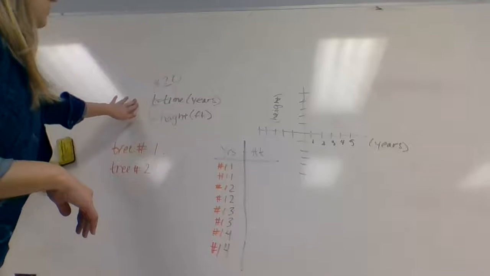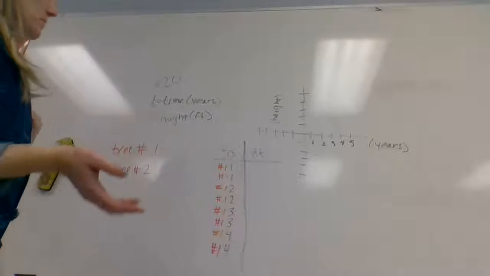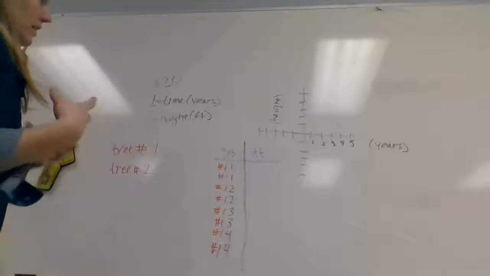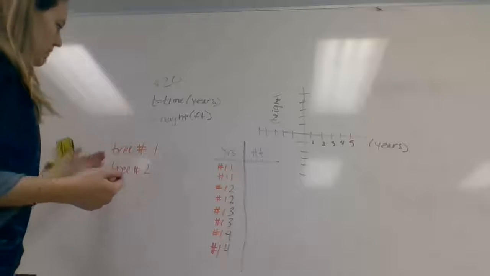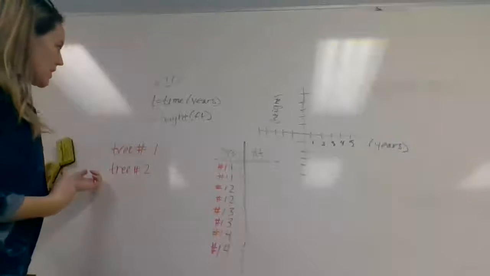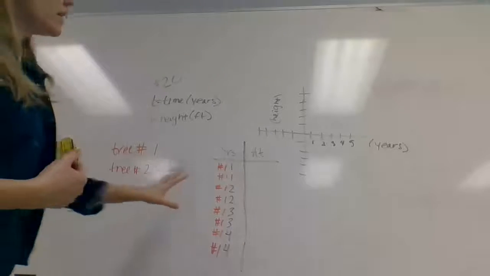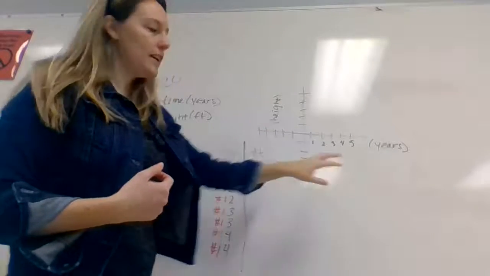All right, here's a little bit of help for number 20. This problem is asking you about tree heights and the rate that they grow. So again, if there's two different trees, you need to have two different equations. I've set things up here already. You need to graph it, so that's what I did over here.